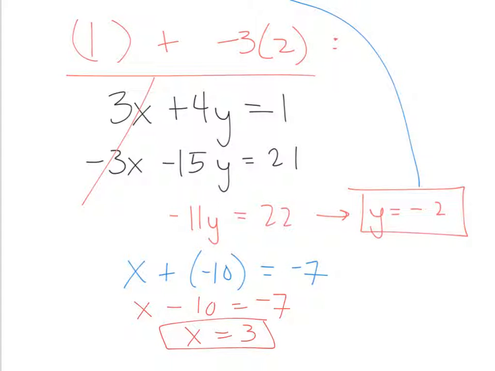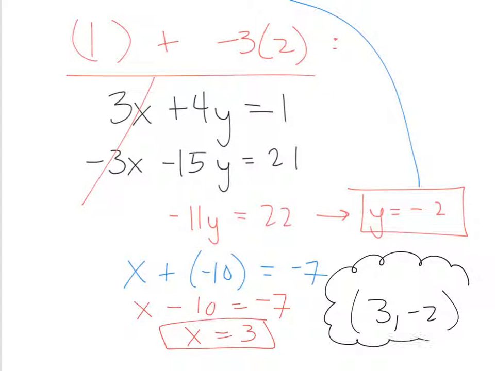So the answer for this one is 3 comma negative 2. That's our final answer here, bubbled in: 3, negative 2, again listed as an ordered pair. How do you check that you're right? How do you check it on the test?